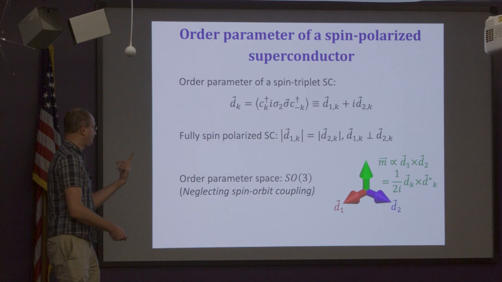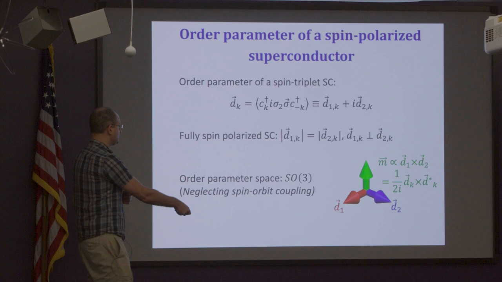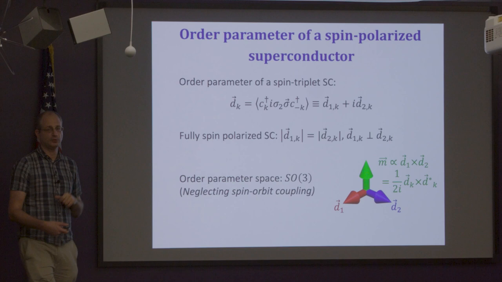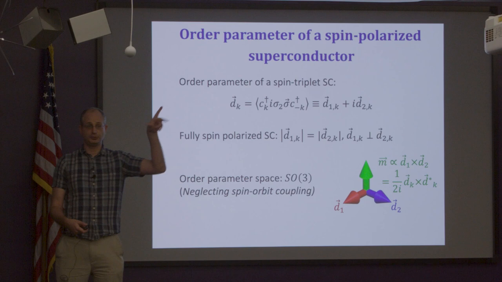Okay, and if you do a gauge transformation, that's just multiplying the order parameter by a complex phase, that corresponds to a rotation of this triad around the M direction. Okay, so of course, that cannot change the direction of M. The direction of M is physical. That's the actual spin order parameter. But the directions of d1 and d2 are gauge dependent. They would rotate.